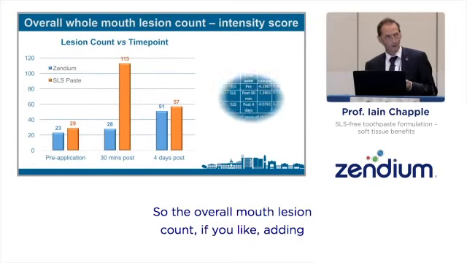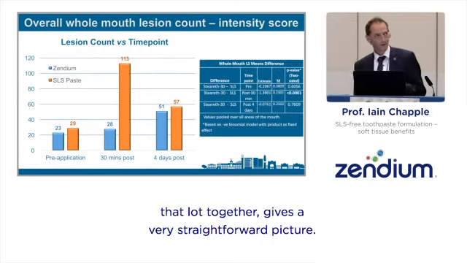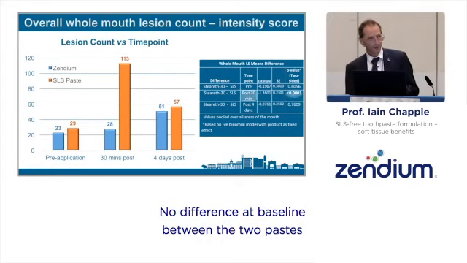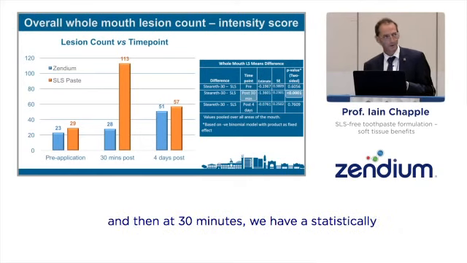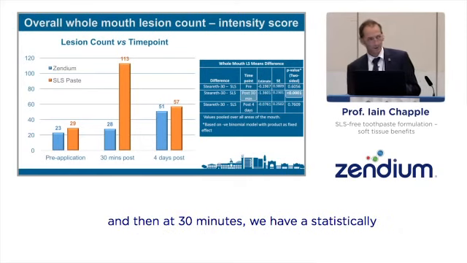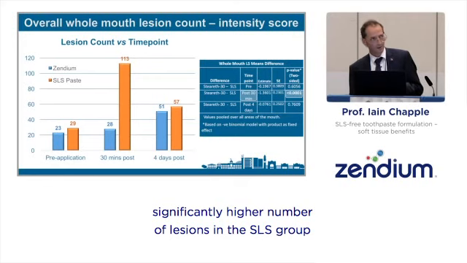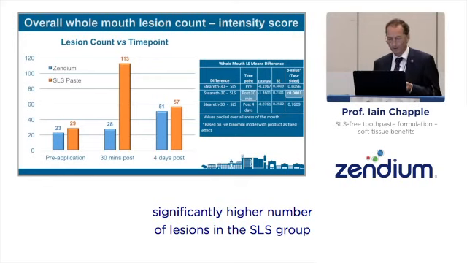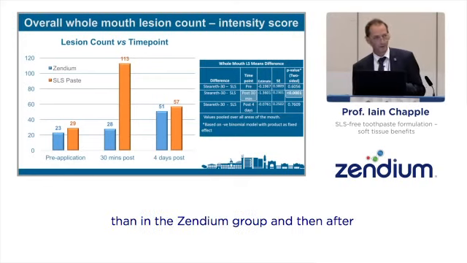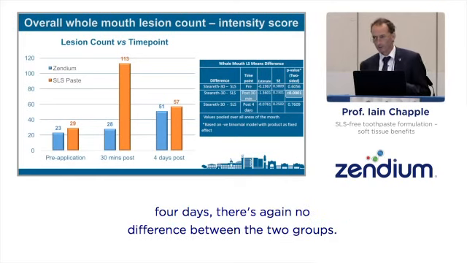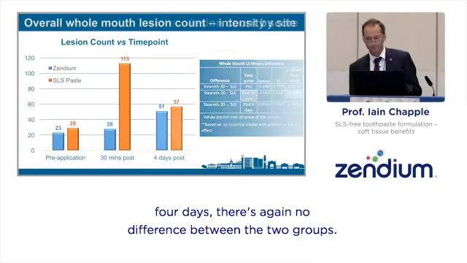So the overall mouth lesion count, if you like, adding that lot together, gives a very straightforward picture. No difference at baseline between the two pastes. Then at 30 minutes we have a statistically significantly higher number of lesions in the SLS group than in the Zendium group. And then after 4 days, there's again no difference between the groups.